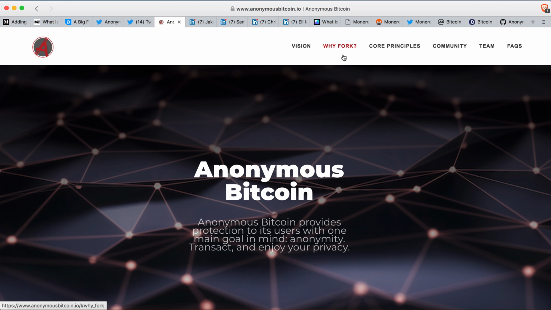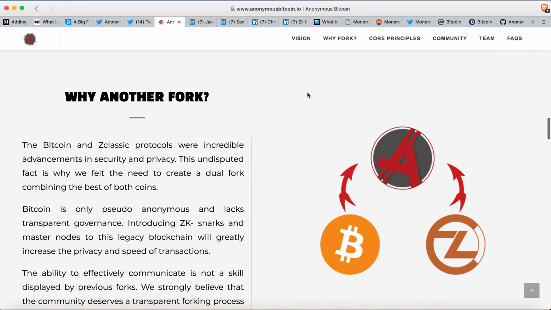Okay, so let's go back to this anonymous Bitcoin hard fork. Why do they have another hard fork? Basically, they take the best of the technology of both blockchains, Bitcoin and also Zclassic. For Bitcoin, we know that Bitcoin is not anonymous at all because you can see the transactions on the blockchain. For true anonymity, you have to use Monero, not Bitcoin. So they are trying to create an anonymous Bitcoin. They're going to introduce the zk-SNARK. The zk-SNARK is used in Zcash for the privacy protocol. Zclassic is the hard fork of Zcash.